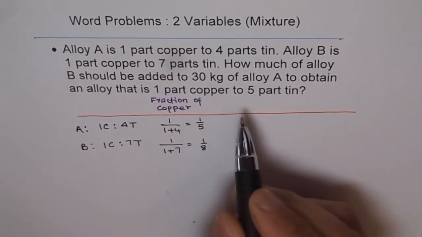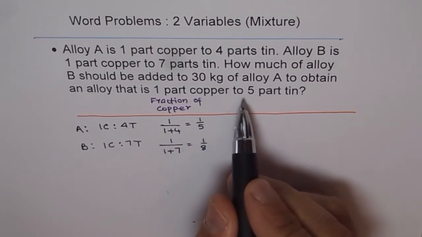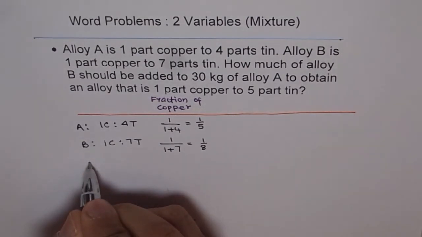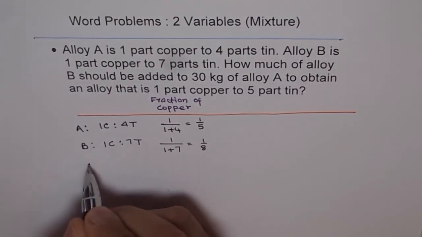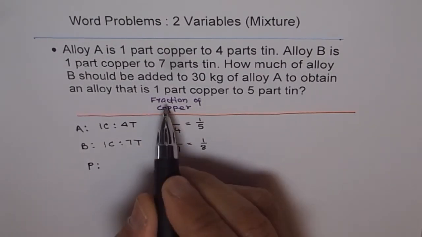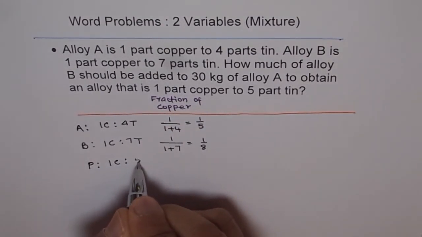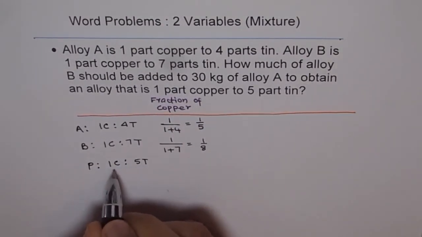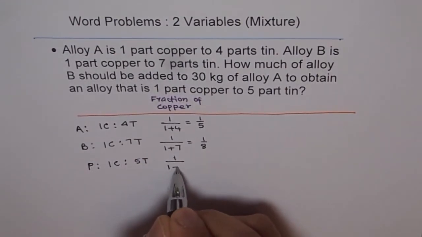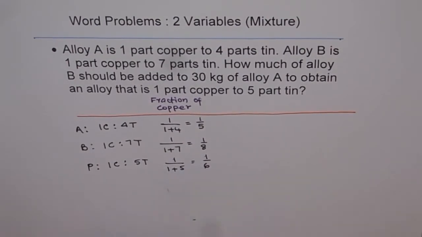Now the alloy which we want should have 1 part of copper to 5 parts of tin, right? I don't want to use C, so let me call that the final product P. In that, we want to use 1 part of copper to 5 parts of tin. That means out of 6, 1 is copper. So it is like 1 over 1 plus 5 is copper. That means 1/6 is copper.